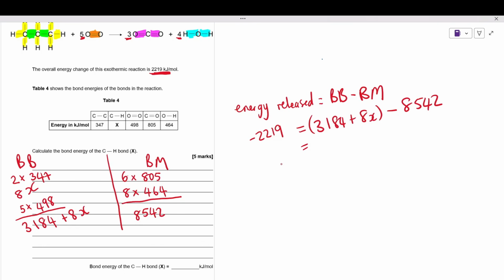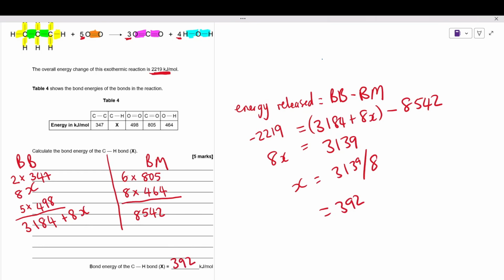So that is going to be 8x is equal to 3139, and then we solve for X. That's going to be 3139 divided by 8, and that's going to give us an answer of 392. So our answer is 392.